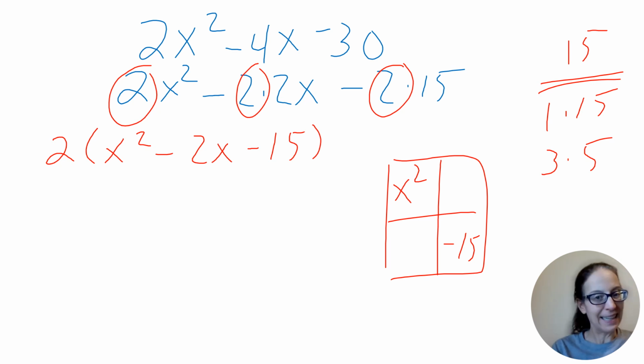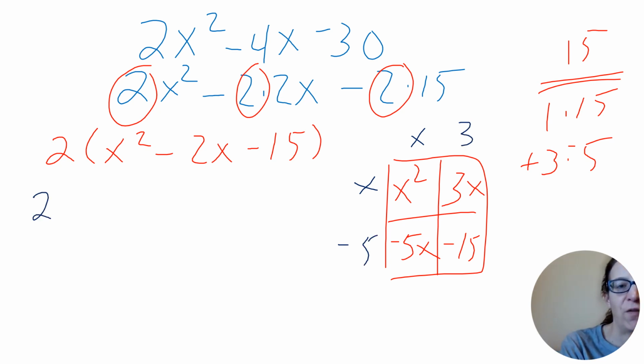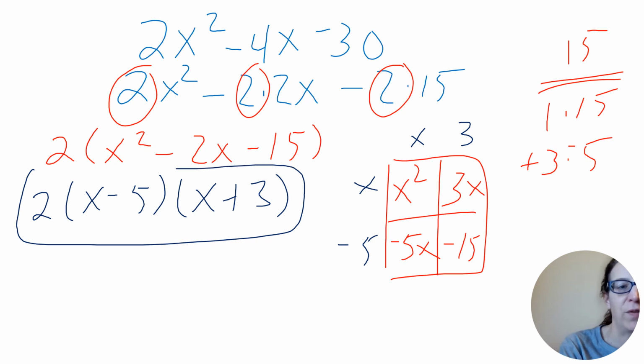What do I need? I need a negative 2. If the 3 is positive and the 5 is negative, that would add up to give me a negative 2. Positive 3, 3 minus 5 is negative 2. And 3 times negative 5 is negative 15, which is what I wanted. So this is 3x, and this would be negative 5x. And this is one of the nice ones where you have the x squared, so you can just dump the x's out. This would be 3 and negative 5, and so my final factorization would be 2 times x minus 5 times x plus 3. And you need to get all of the factors out.